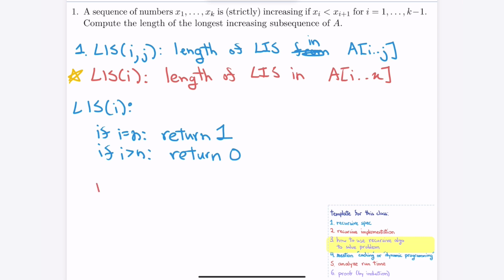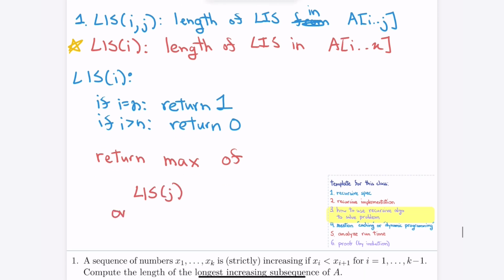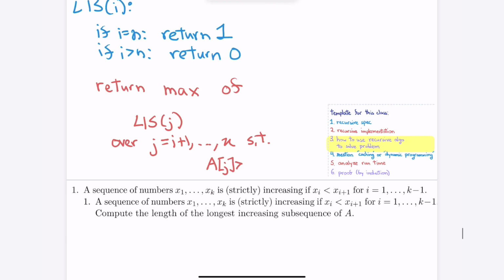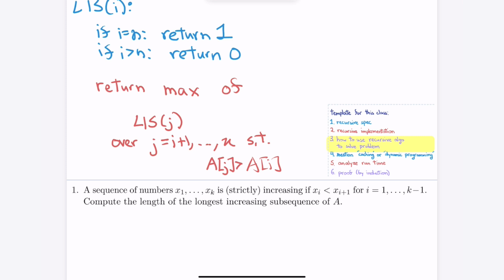Okay, so tell me if this is what you have in mind. You want to return the maximum of LIS of J over J going from I plus 1 up to N. And then you said something else, but not all J's, right? Such that A_J is at least A_I. Okay, because it needs to be increasing. Is that what everyone got or something similar? Oh, 1 plus. Okay.